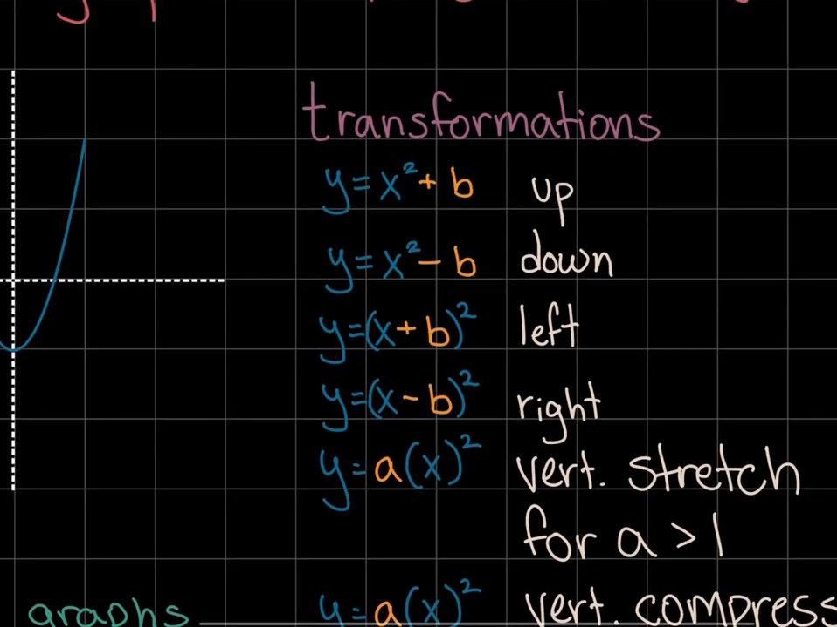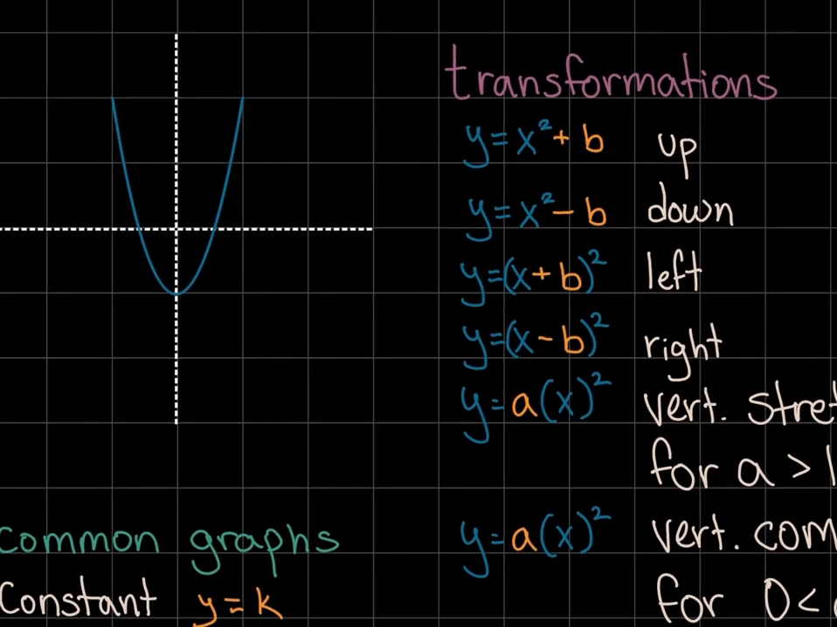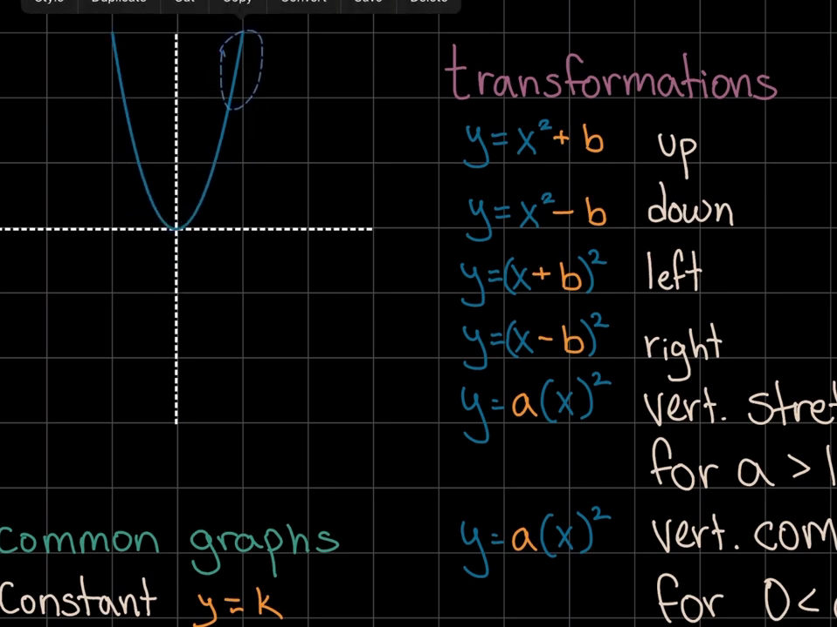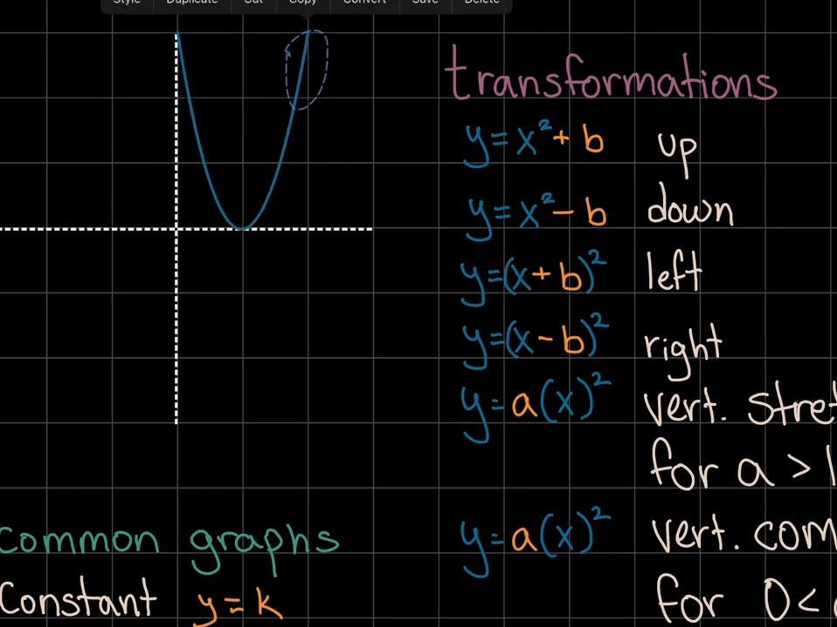Now, if it's in these parentheses, if it's being squared with the x, it pertains to the x, and therefore it's going to move left or right, depending on your sign again. So if it's plus b, you're going to move to the left. How many units? And if it's negative, you're going to then move to the right. How many units?